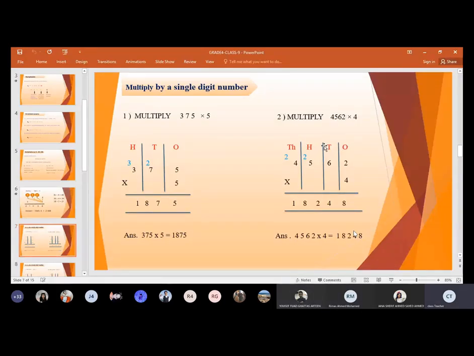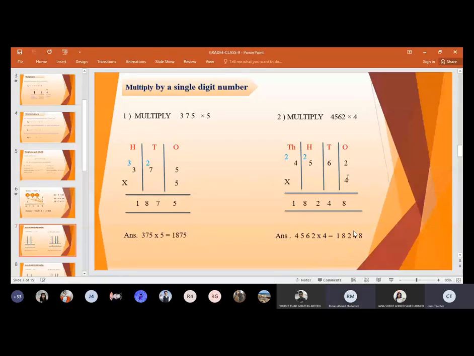First, you arrange the place value. According to the place value, arrange this number. 2 in one place, 6 in tens place, 5 in 100 place, and 4 in 1000 place. The number is multiplied by 4. Okay. So first you start from 1s. Multiply 4 twos are 8. So write 8 in one place.